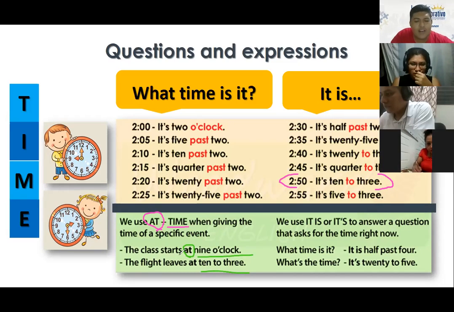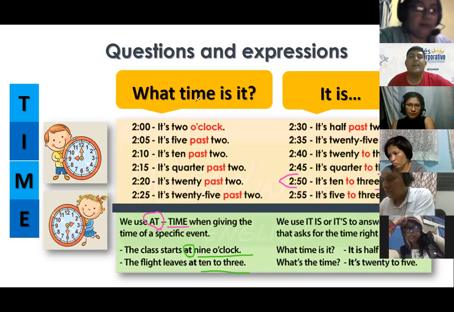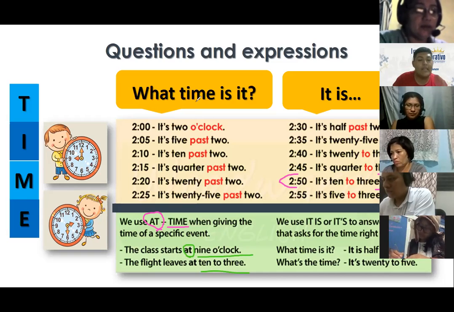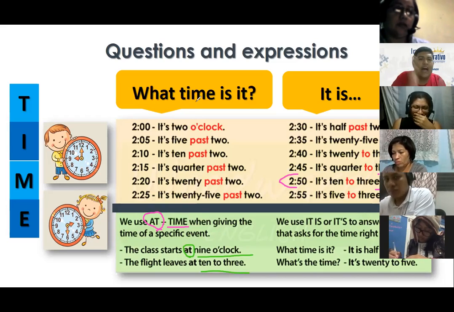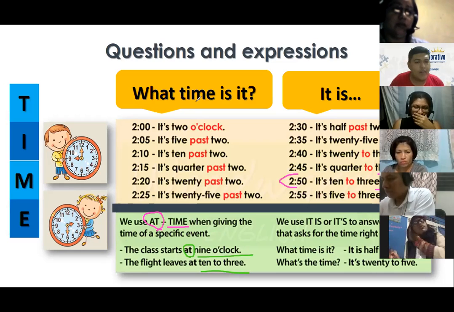The class starts at 9 o'clock. La clase inicia a las 9 de la mañana. The flight leaves at 10 to 3. El vuelo sale 10 para las 3, o sea, a las 2:50. The flight leaves at. Entonces, yo tengo que tener esa combinación con at, la preposición at, y el time, el tiempo.